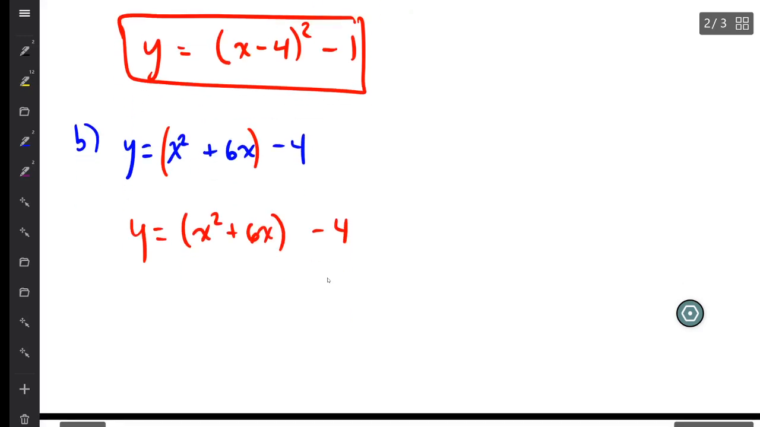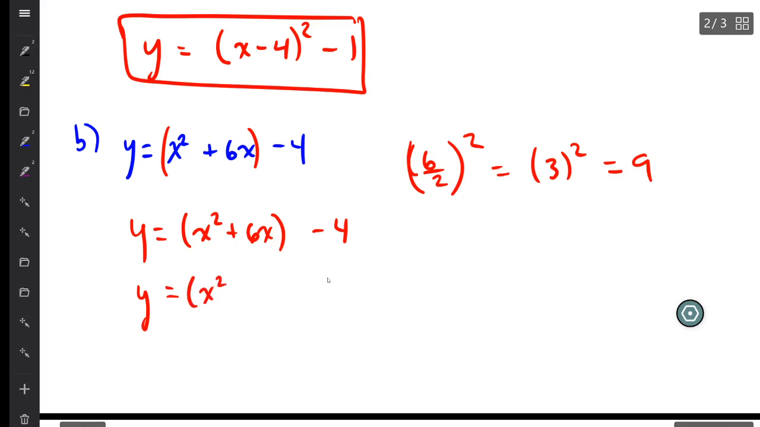And then I'm going to take this b term, 6, and divide it by 2, and then we'll square that. So that's 3 squared, which is 9. That means inside my parentheses, I want to add 9. Outside my parentheses, I'm going to subtract 9. -4 and -9.